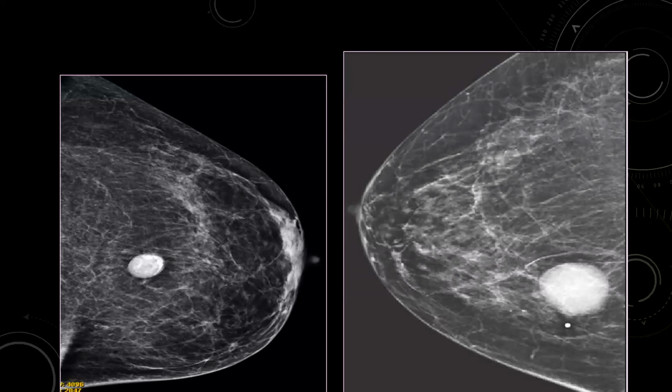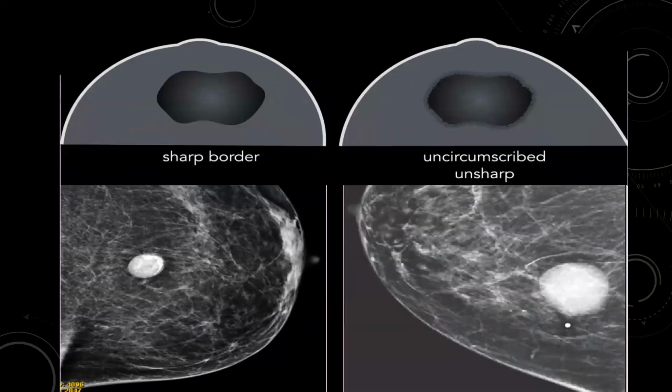Oval, high density. Left, high density. Both are high density. Oval, high density. What about the margin? Margin circumscribed. On right, circumscribed also. Yes, it looks circumscribed, but there is some difference between the two.